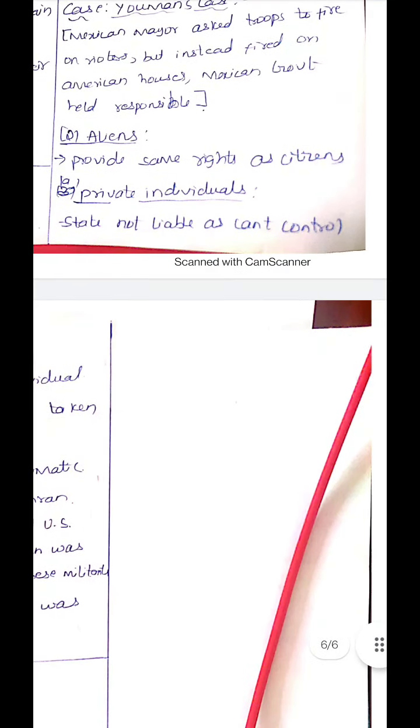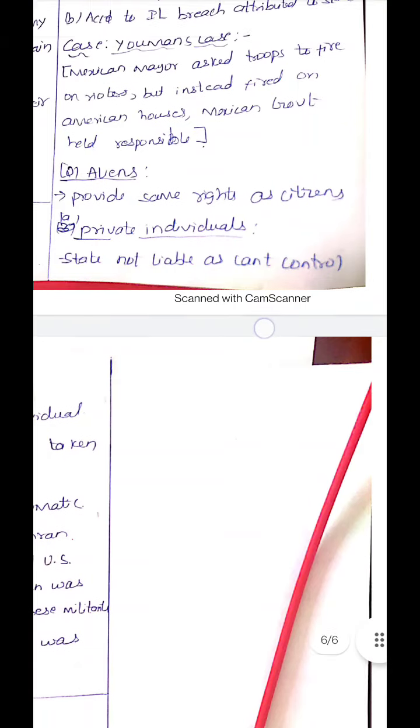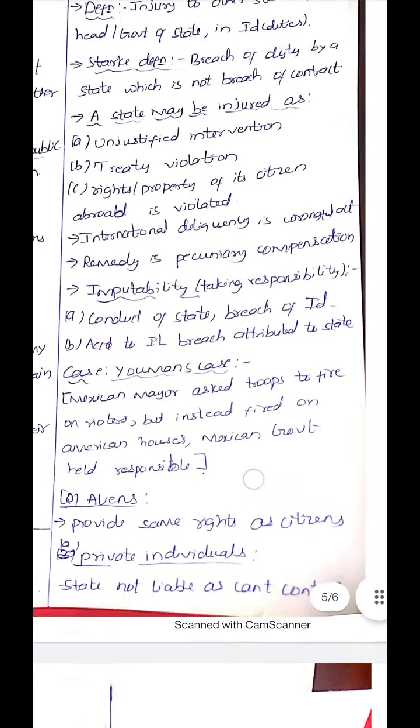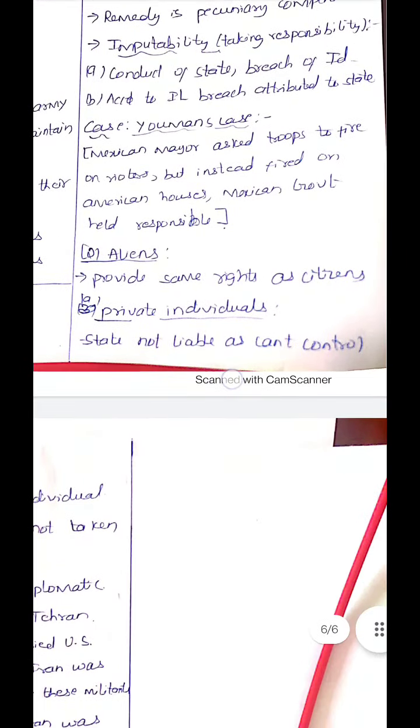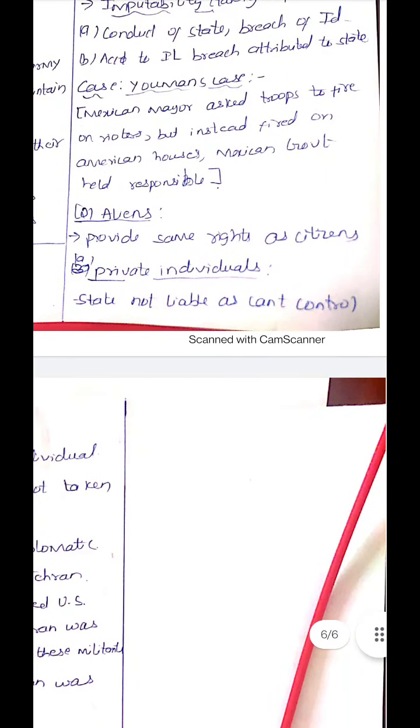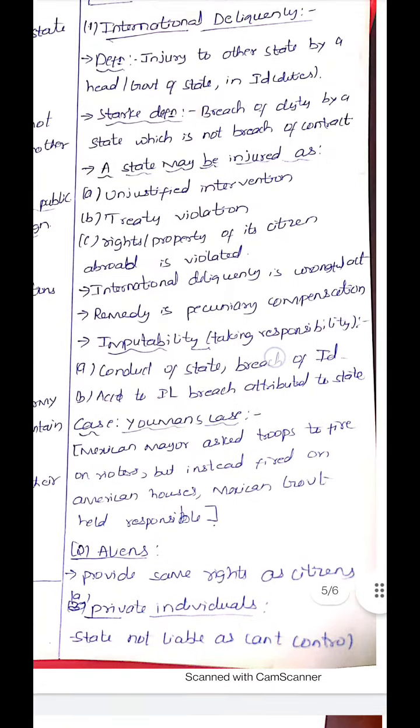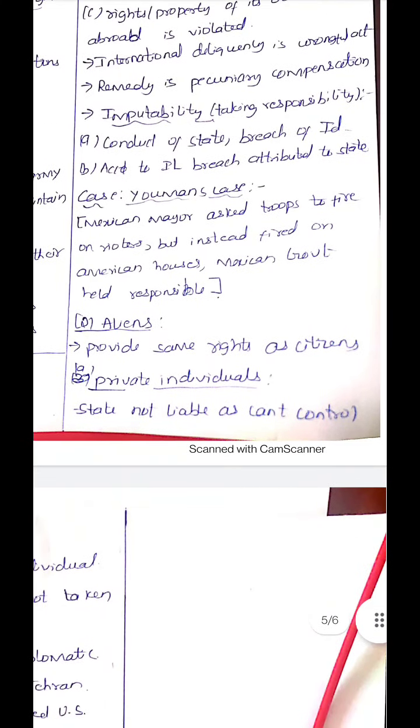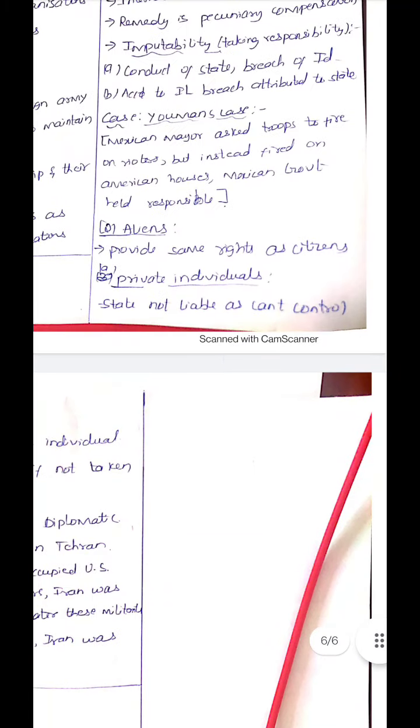The next persons are aliens. So, how are states responsible for aliens? They provide some rights as to citizens. A state should provide certain rights to aliens. If an alien, a foreigner, is residing in the state, then the state should give the same rights to that alien as it gives to its citizens.